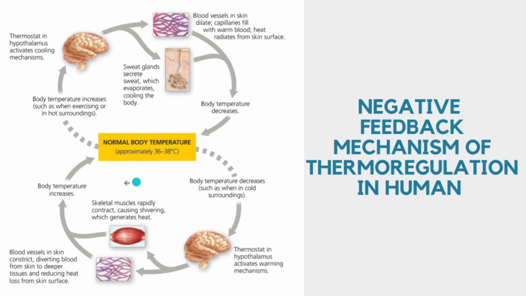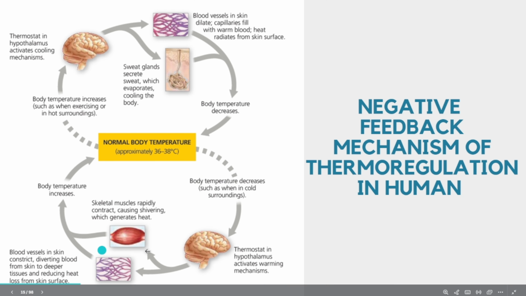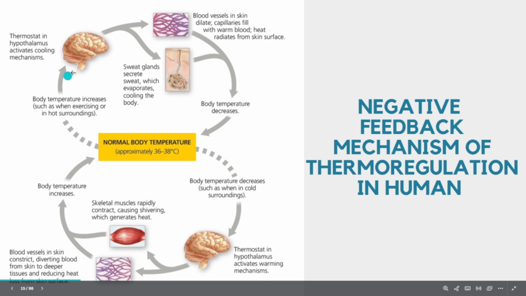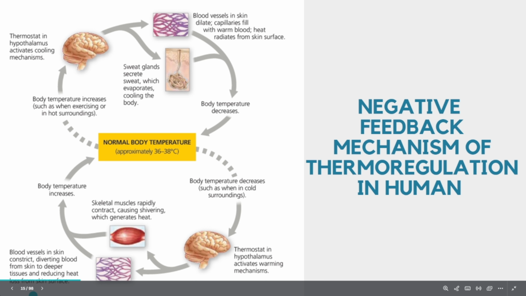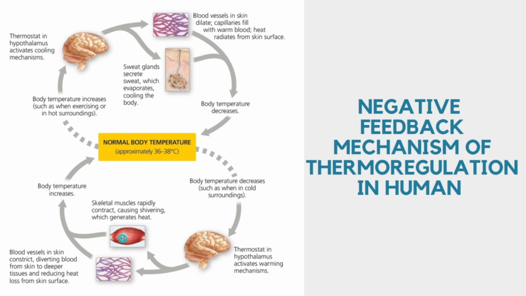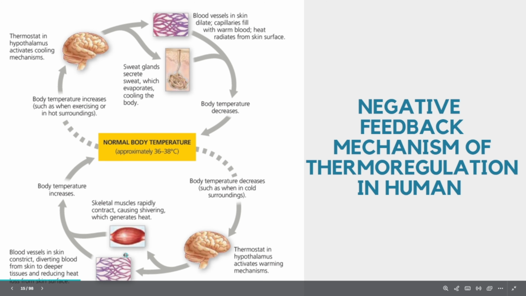Okay, next one is cold. When you are in a very cold temperature, what is happening? Similarly, you need to know what is detected. Of course, it's also the thermostat or heat gain center in the hypothalamus that is stimulated, and it will send the impulse to the effector. Of course, a similar effector including the blood vessel. So your blood vessel now is vasoconstriction, which will contract.